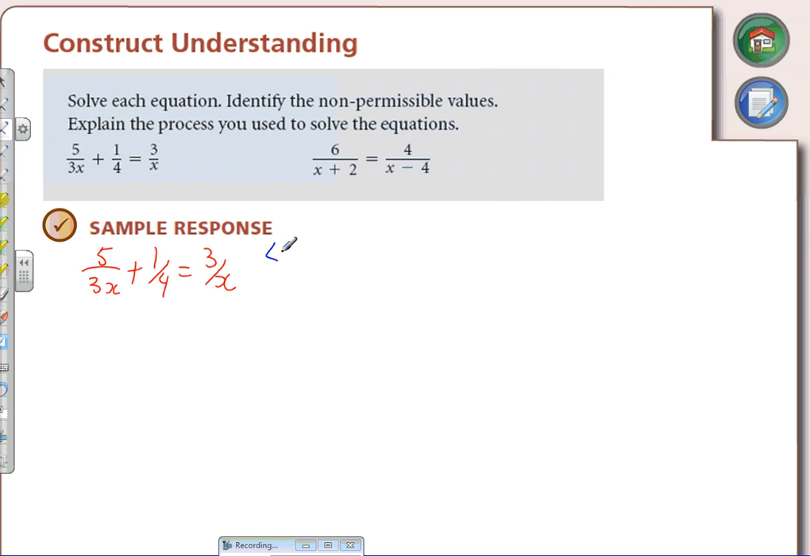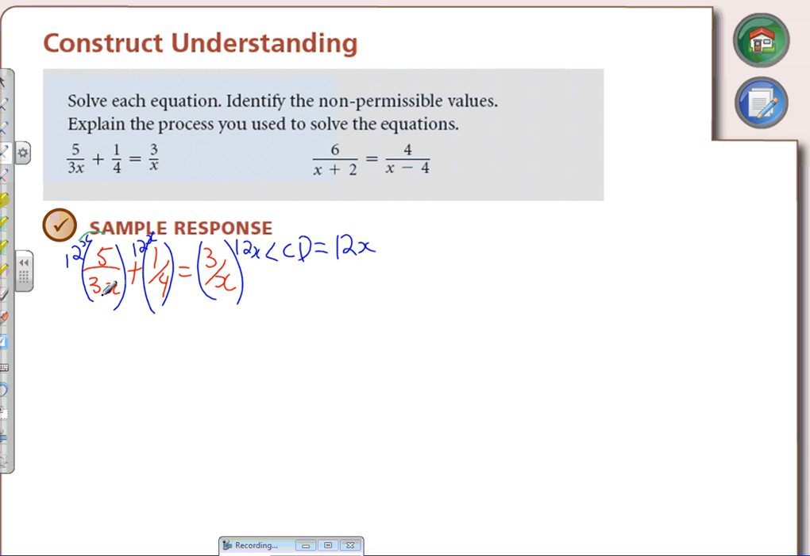Find out what the LCD is. So the LCD between 3x, 4, and x is going to be 12x. And now multiply every term by 12x. So put brackets around every term. Put a 12x there. And divide before you multiply it. You always need to divide before multiplying. The whole purpose of this is to get rid of the fractions. If you don't get rid of the denominators, then you did something wrong in this step.